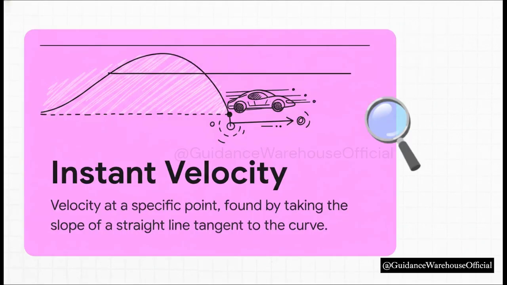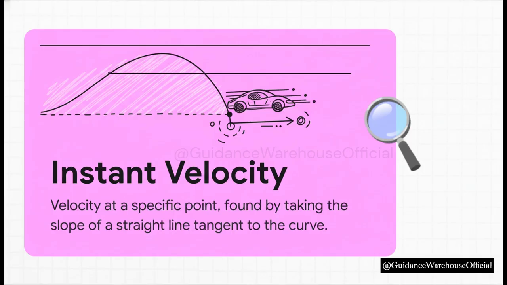This brings us to a really cool concept called instantaneous velocity. This is the exact speed of our jet car at one specific frozen moment in time. And to find it on a curved graph, we use the tangent line trick. You basically draw a perfectly straight line that just barely grazes the curve at your exact point of interest.